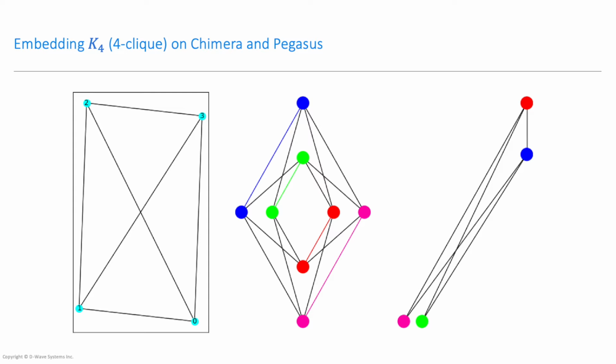And this is really nice. In other words, you could say that the K4 is native on Chimera and Pegasus, and that was, again, one of its design principles, was that you could do this.